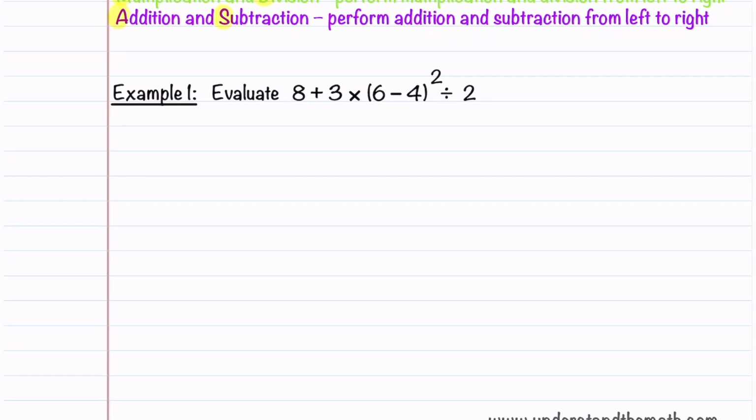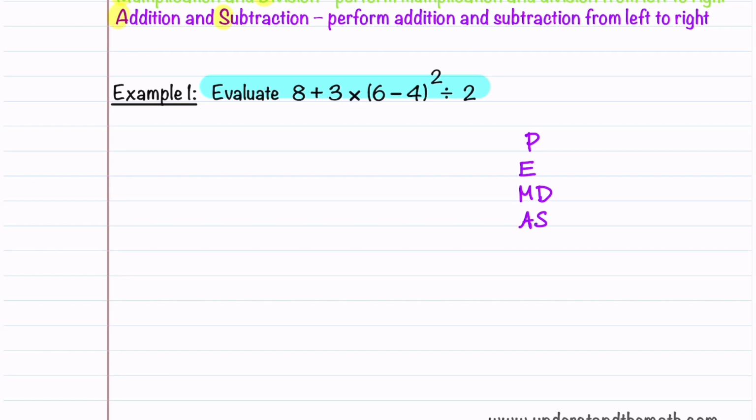We're now going to do two examples. The first one will help us learn how all this works, and then the second one is a bit more challenging, so you want to make sure to stick around for that one. For the first example, we're asked to evaluate this arithmetic expression. Before we begin, let's write down the order of operations on the right-hand side so we can refer back to it. It's P, E, M, D, and then AS.